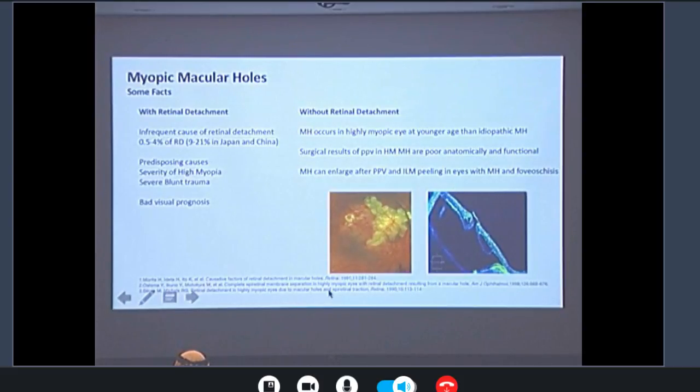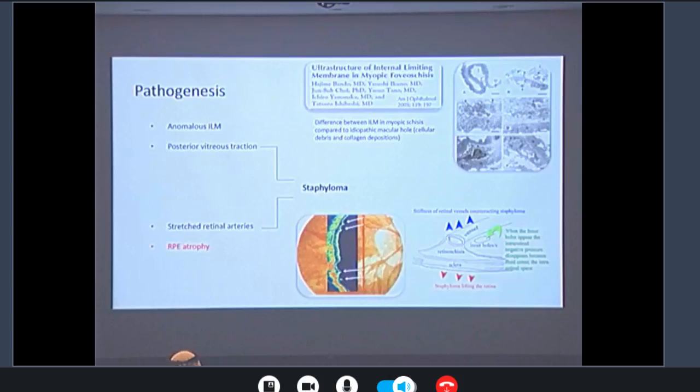When the surgical technique is not appropriate, they may fail in myopic eyes with macular hole. We know that the ILM in this type of patient is different. There have been studies done in Japan on the ILM in these patients by the group of Ishibashi, which show the difference of this ILM when compared to idiopathic macular holes. In particular, these patients have a higher rate of cellular debris and collagen deposition in the ILM when it's analyzed by ultrastructural microscopy.